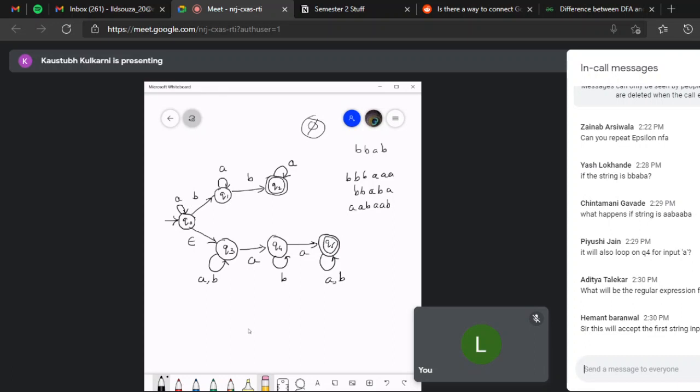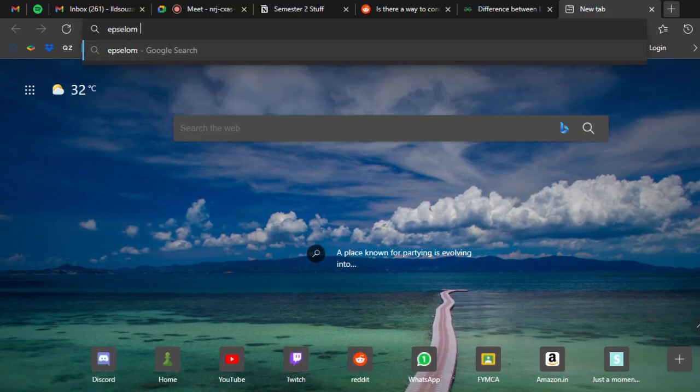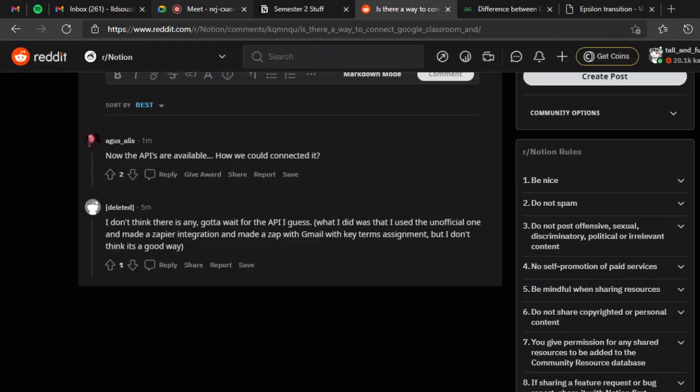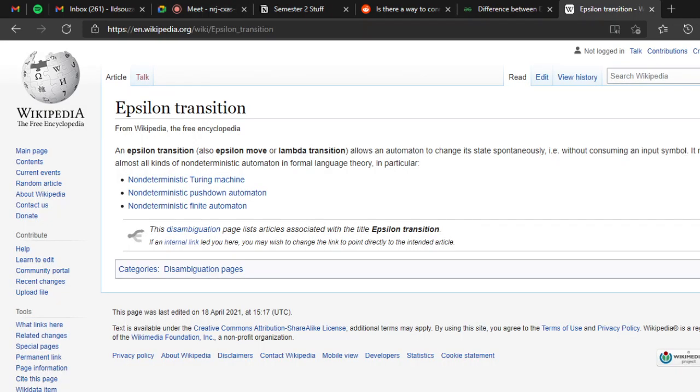Okay, so now in this case, BBB. Yes, it can take an epsilon transition. BBB, AA, and then A. Then the second one, BB, ABA. Third one, ABAB. If you can see my mouse pointer, it stays in Q0 for A. Then on B, it will go to Q1. Then again A here, and then on B, it will transition to Q2, accepted.